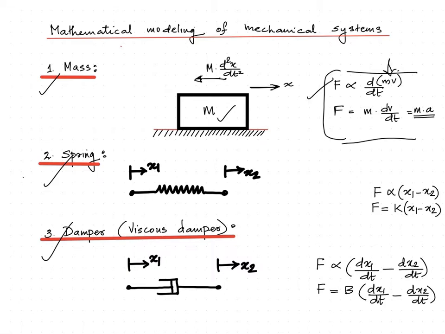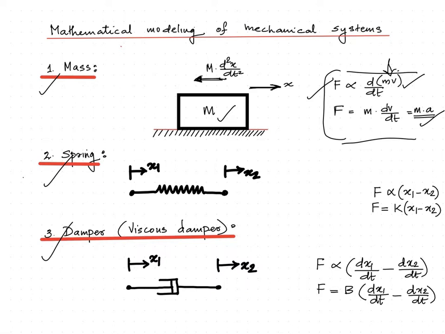When this mass is subjected to a motion, it will experience an inertial force acting opposite to the direction of motion, and this value can be calculated using Newton's second law. It is given that the force is directly proportional to the rate of change of momentum. Hence we can write F is directly proportional to d by dt of m into v. This results in F is equal to m into a. In this figure, we can see that the positive direction is towards the right and the inertial force developed is towards the left. The next element is spring.